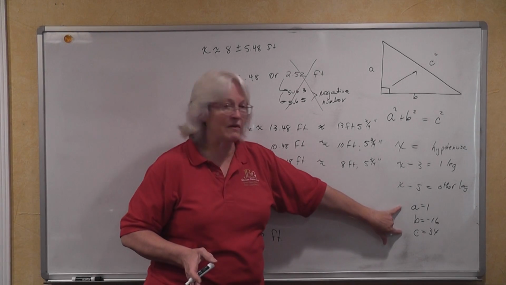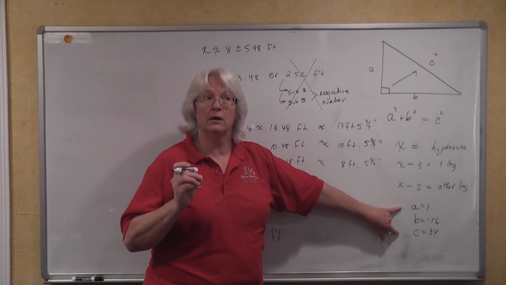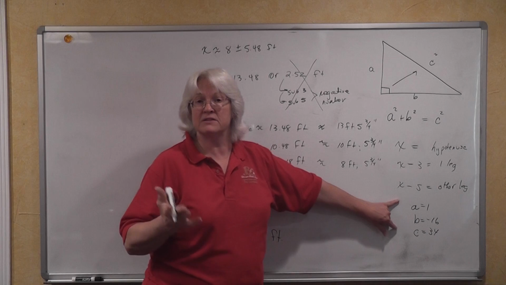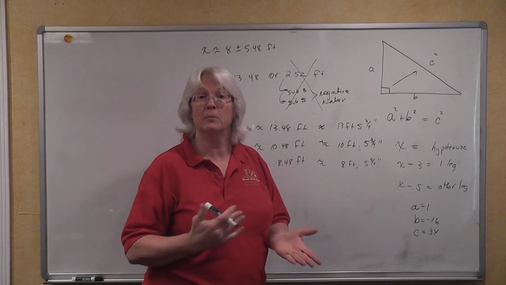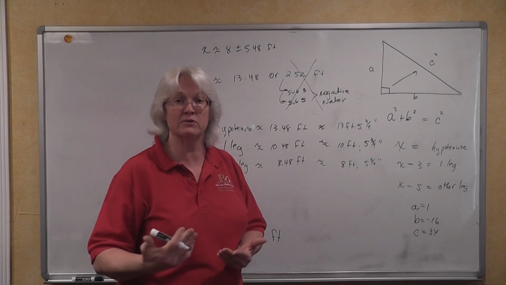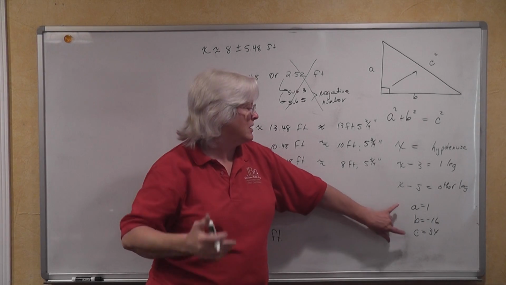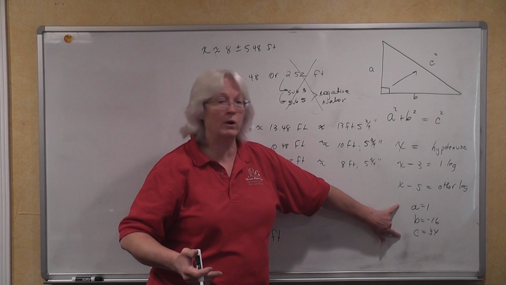And when you have the quadratic formula, you have to remember what it is. X is equal to the opposite of b plus or minus the square root of b squared minus 4ac, all of that over 2a.